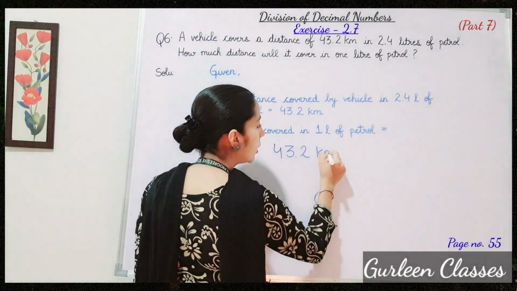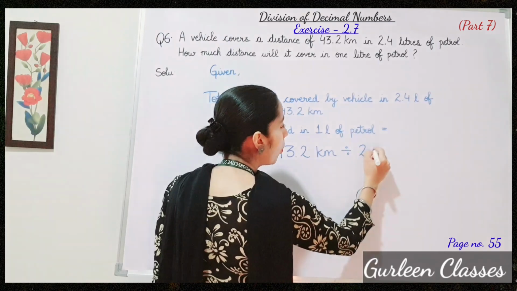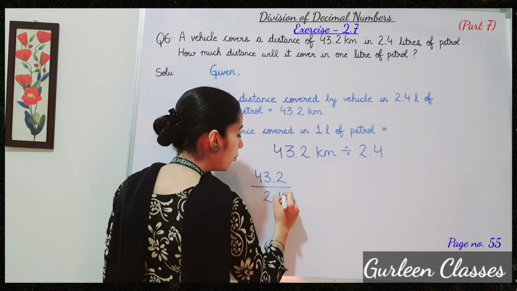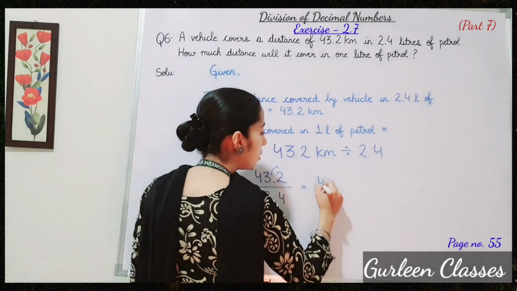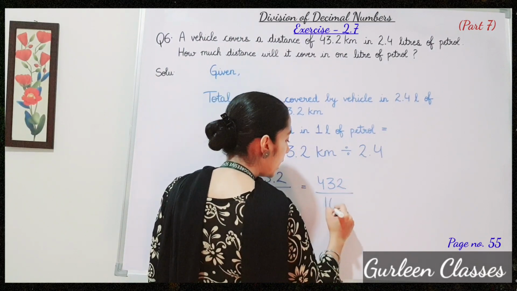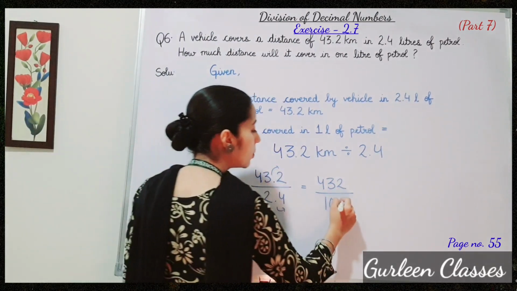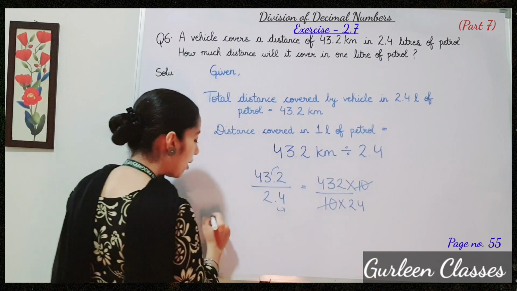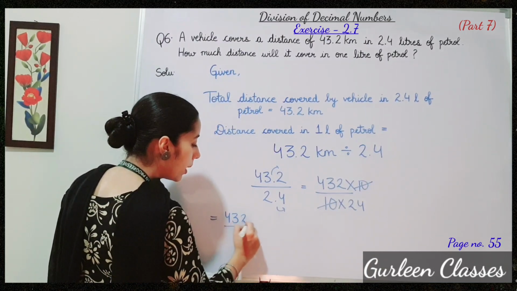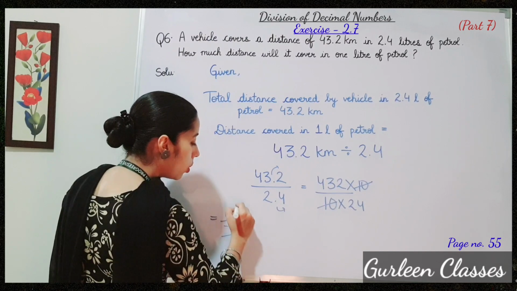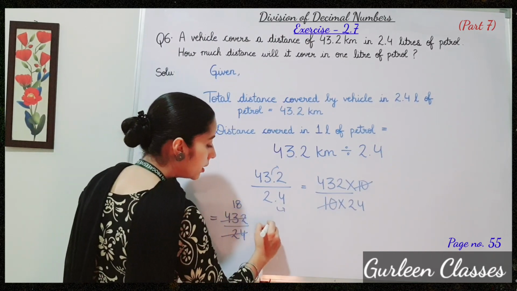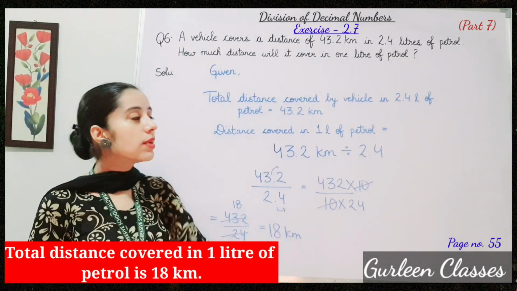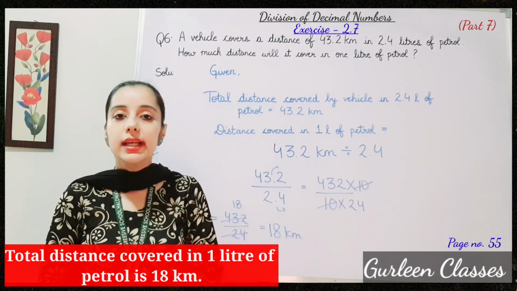Distance covered in 1 liter of petrol will be 43.2 km divided by 2.4. So divide 43.2 by 2.4. After this we have one digit, it will be 432 upon 10. And here we have one digit, so it will be 24, and 10 will go up. So 10 cancel. So we have to divide 432 by 24. 24 ones are 24, 24 eights are. So answer is 18 km. So at last we will write total distance it will cover in 1 liter of petrol is 18 km.